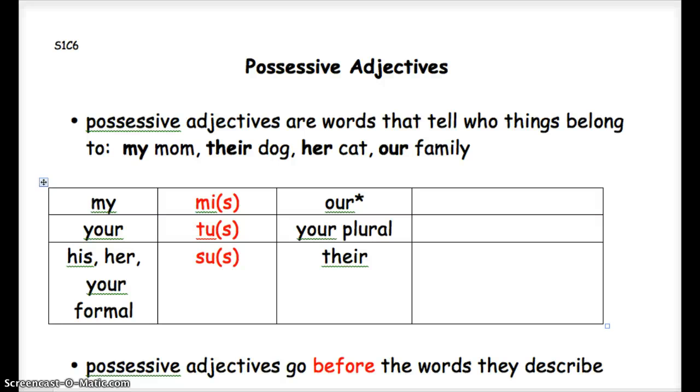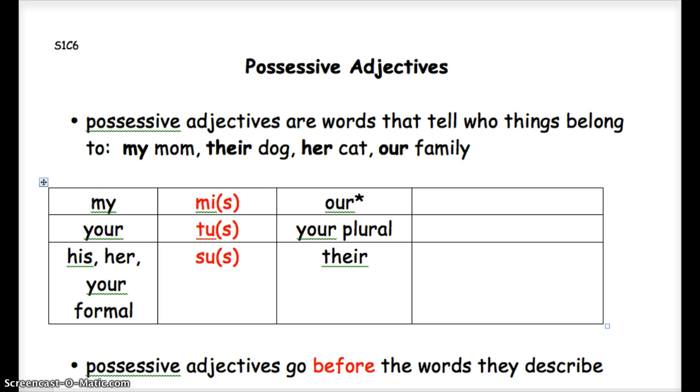Español 1, capítulo 6. Possessive adjectives. Possessive adjectives are words that tell who things belong to. So all of the words here in bold are possessive adjectives in English. My mom, their dog, her cat, our family.